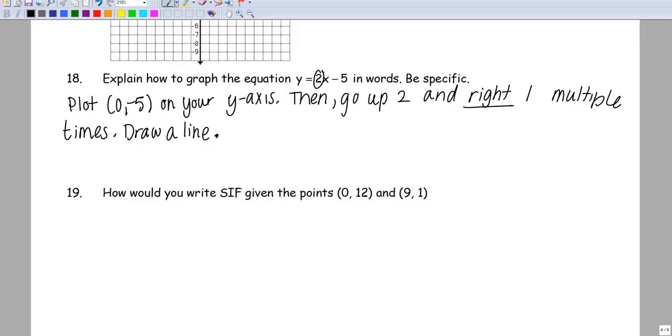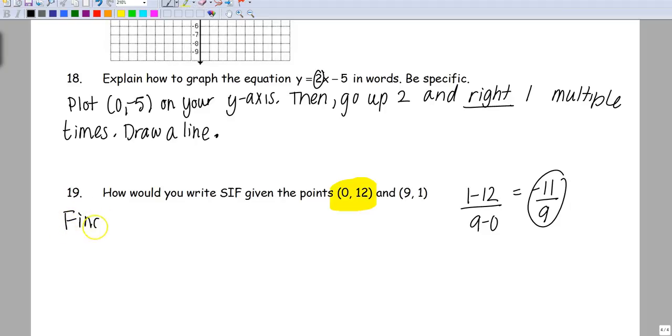How would you write SIF given the points 0, 12, and 9, 1? All right, so for starters, I'm going to do this one off to the side. I'm going to do my slope. You should get negative 11 over 9. Now, if you would like to explain how to do point slope form, you are more than welcome to. However, what I would like you to notice is that you have a starting point here. So that makes my explanation much faster because all I'm going to do is find the slope, which is negative 11 over 9.